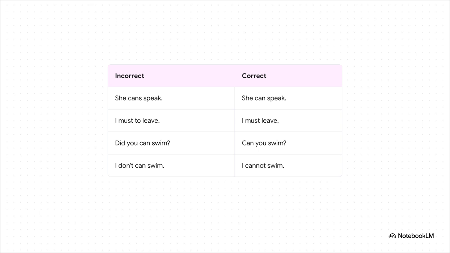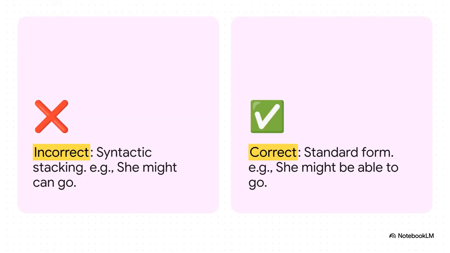The correct forms strictly obey morphological invariants. Just keep it simple. She can. I must. Can you? I cannot. And here is another major red flag to watch out for: syntactic stacking. In standard formal English, you simply cannot stack 2 pure modals right next to each other. She might can go is an ungrammatical collision. It sounds messy. To fix this, you must pair your first modal with a semimodal. So, she might be able to go is the correct standard form we're looking for.